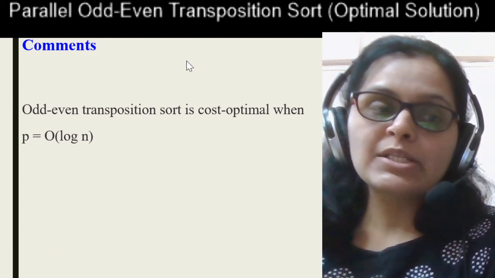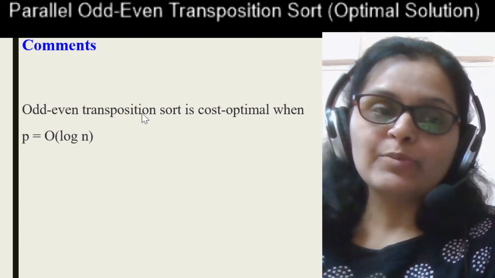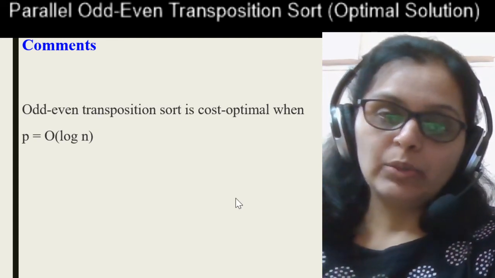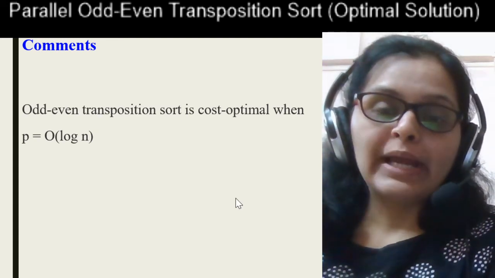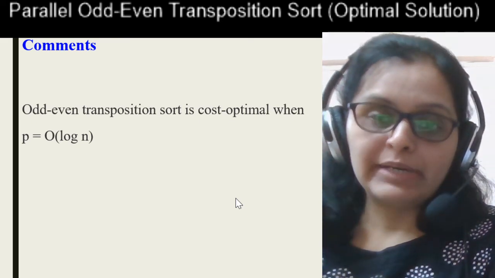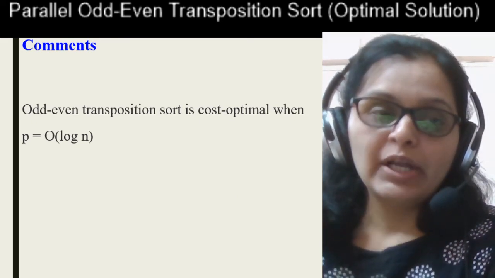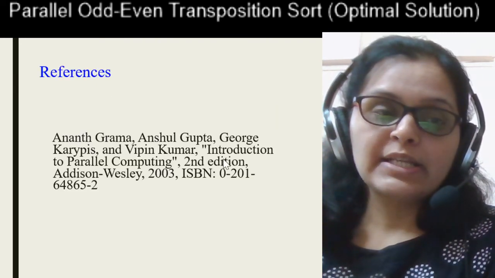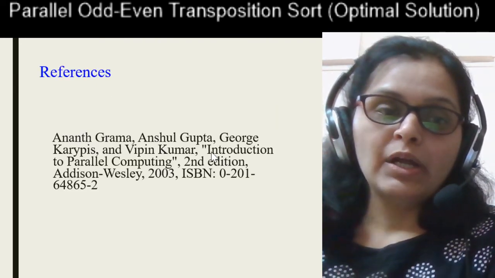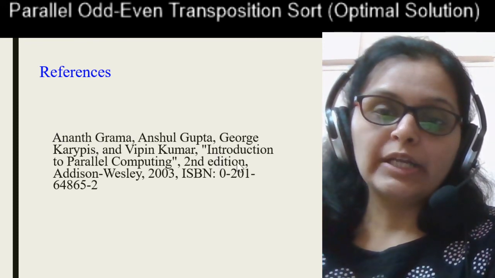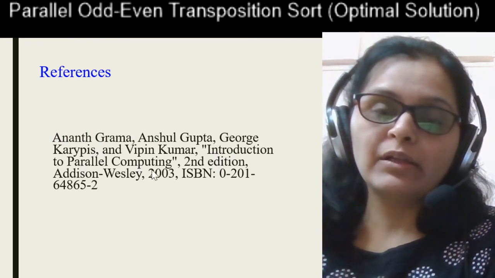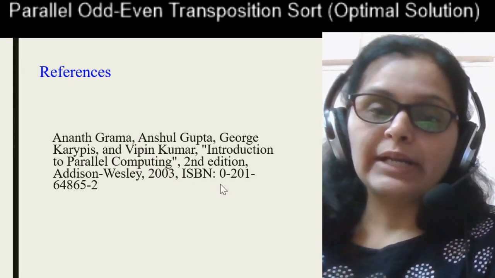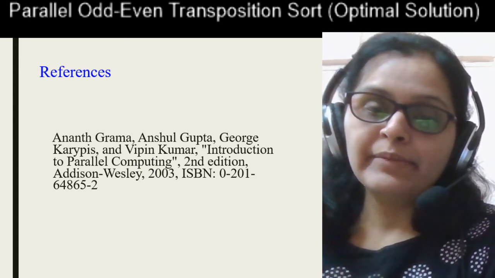Next, some comments. Odd even transposition sort is cost optimal when p is equal to log n. By evaluating the performance metrics and analyzing them, you can comment like this. These are the references I have used: the textbook of HPC course, Introduction to Parallel Computing by Ananth Grama and the other authors. So that is the end from my side.